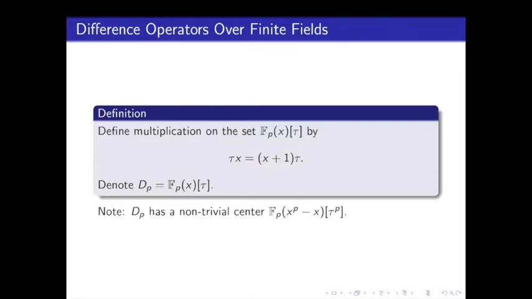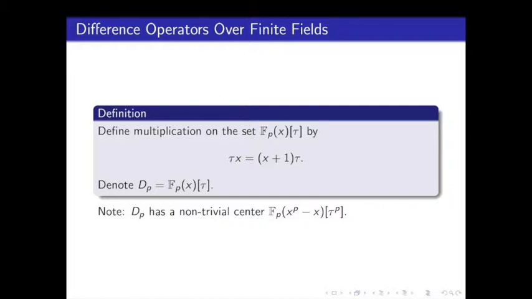And here's a major difference. For difference operators over characteristic zero, the center of the ring of difference operators is trivial. The center is just the ground field itself. But in characteristic p, it has a non-trivial center. It's the polynomials in tau to the pth power with coefficients in the field of rational functions in x to the p minus x.